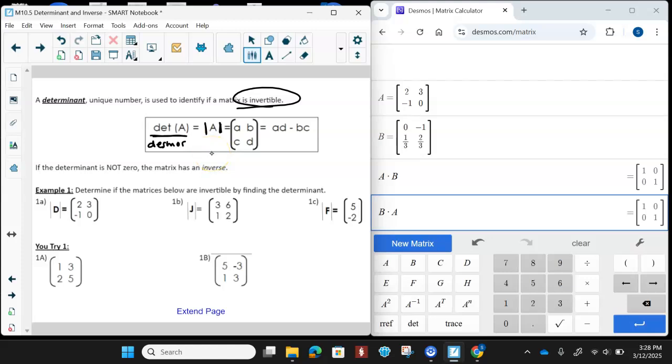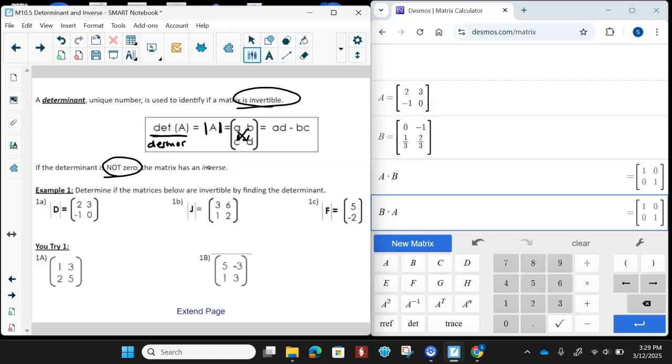So basically, to calculate the determinant by hand, it's like a crisscross. We're going to do A times D minus B times C. Now, if the determinant is not 0, then the matrix has an inverse. We could have a positive, we could have a negative, but you cannot have 0. If we end up with 0, then the matrix does not have an inverse.